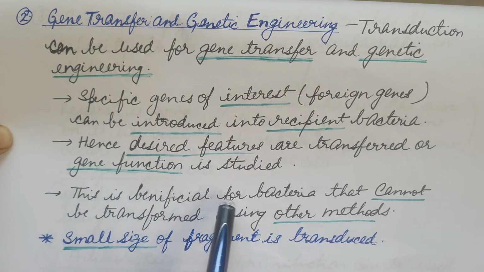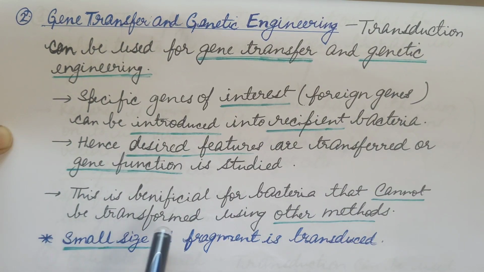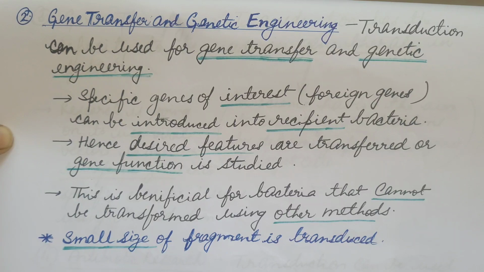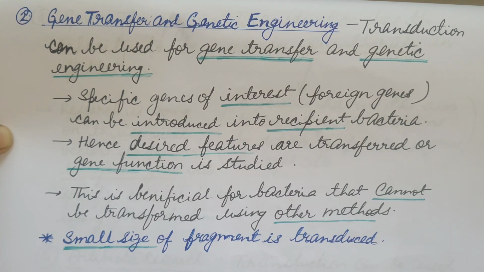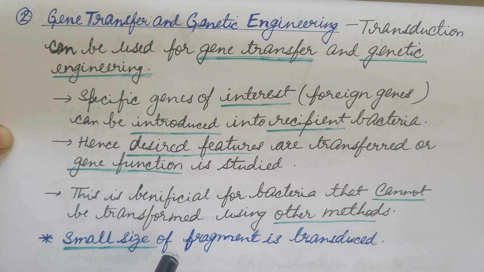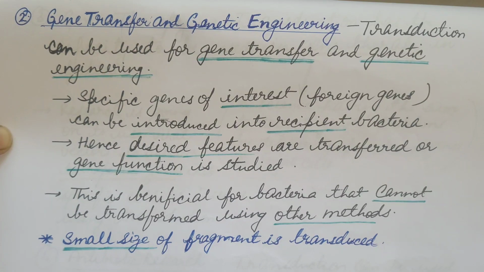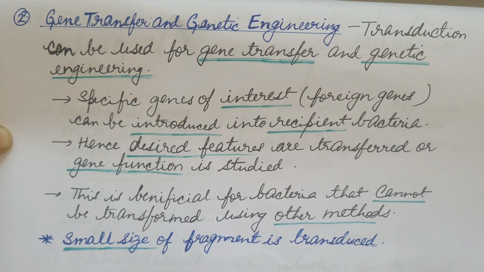This is beneficial for bacteria that cannot be transformed using other methods. Example, some strains which lack competence. Hence, transformation cannot be used to transform this type of bacteria. A small size fragment is transduced as the phage genome is of small size. Hence, a small fragment of donor bacterial DNA, or part of bacterial DNA and viral DNA, can be transduced or transferred.